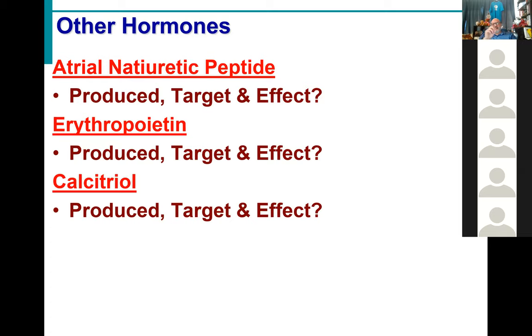So yes, I would say calcitriol is controlled hormonally via parathyroid hormone and calcitonin, which remember was released from the thyroid gland. So both of those hormones affect calcitriol production.